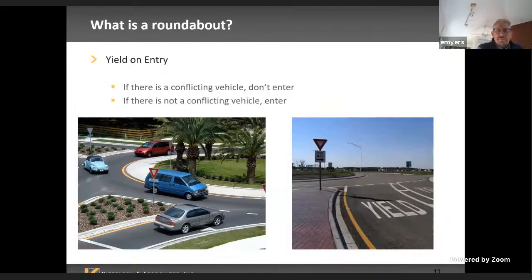So what is a roundabout? It's important, yield on entry. So if there's a conflicting vehicle, you don't enter the roundabout, you wait until there's a gap in traffic. So both of these pictures show yield on entry. You can see some other circular intersections where it's either a stop control or even some signalized intersections.